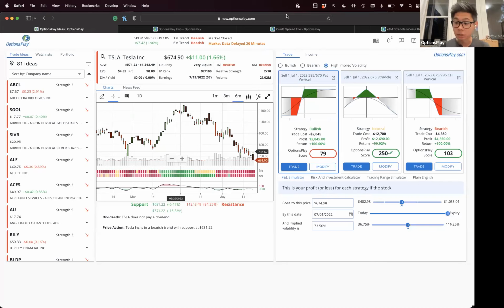Can you add text? Yes, you can add annotations, you can draw arrows, you can draw lines, you can do all of that using the new platform.